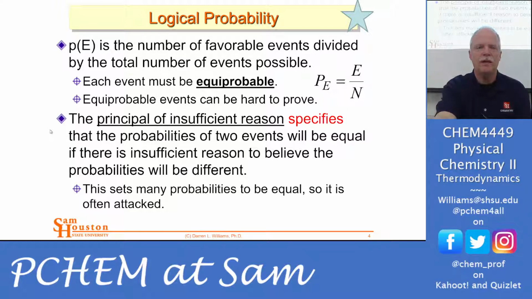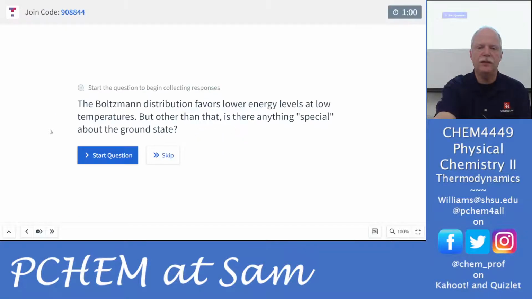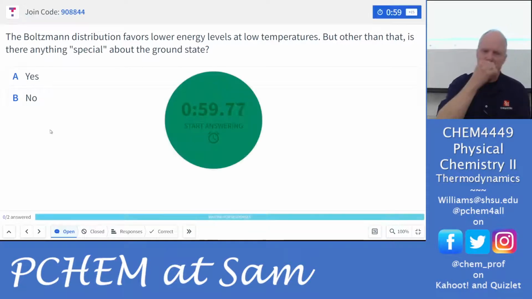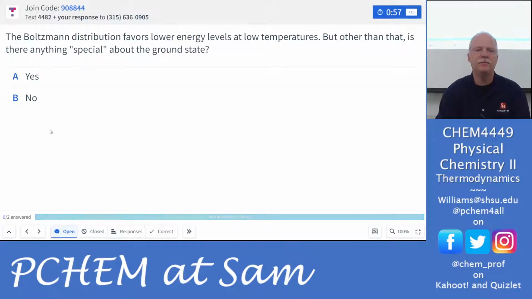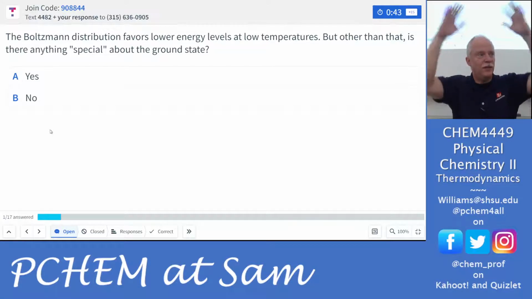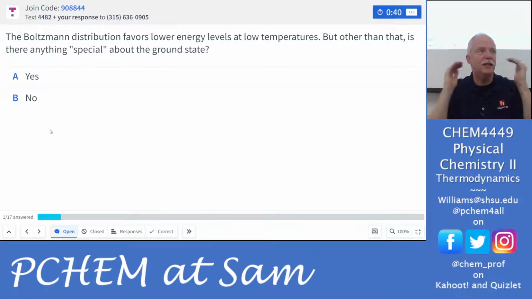So let's look at one of our first questions this morning. Now, when we were doing this in the fall, we used the Boltzmann distribution to populate our energy levels. We're going to get into that in a great deal in this first part of the course. It favors low energy levels at low temperatures. But other than that, is there anything special about the ground state? So in an energy level diagram, we have excited states and we have a ground state. Is there anything special from a probabilistic standpoint of the ground state?